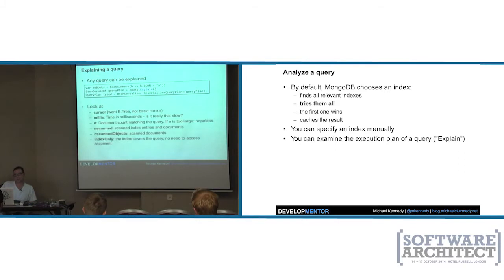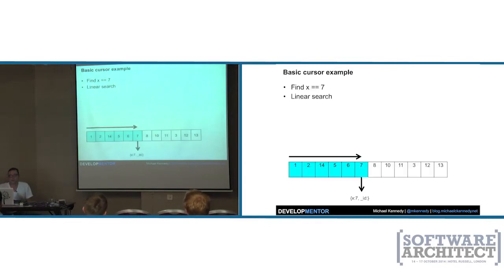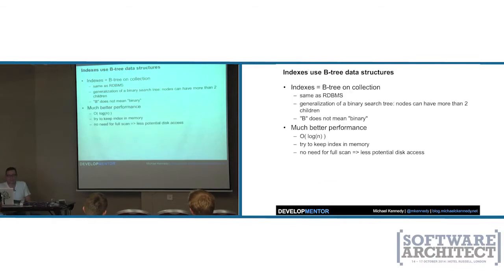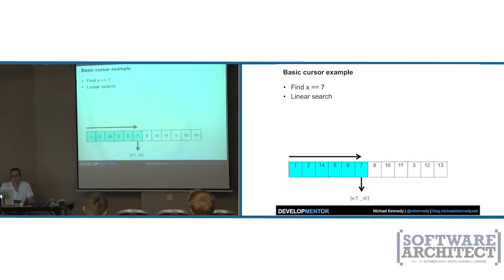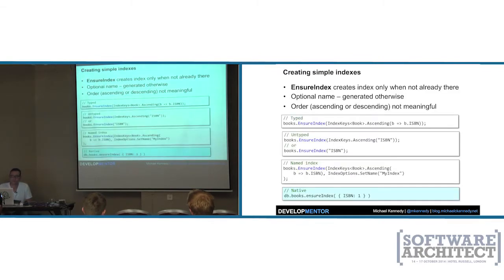You can download the slides, but it basically says you can explain these queries. You can look at the cursor they're using and how long it took. If it's a basic cursor, that means you read along the whole disk. That's bad. If you want a B-tree cursor, you get much better performance. It kind of looks like this, O(log n) versus O(n) or something like that.